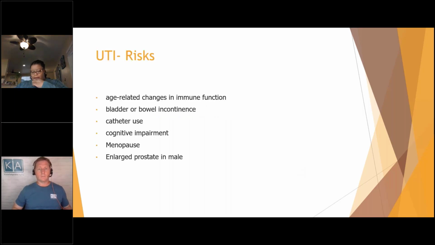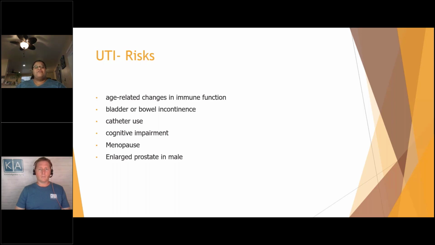Now, what are the risks? Like I said before, older folks are at an increased risk of having urinary tract infections due to the waning immunity as we get older. It's just regular age changes. There could be bladder and bowel incontinence. So imagine if you're running around with diarrhea, it's kind of a mess down there, and it's just the opening portal for that bacteria to get into that urinary system.